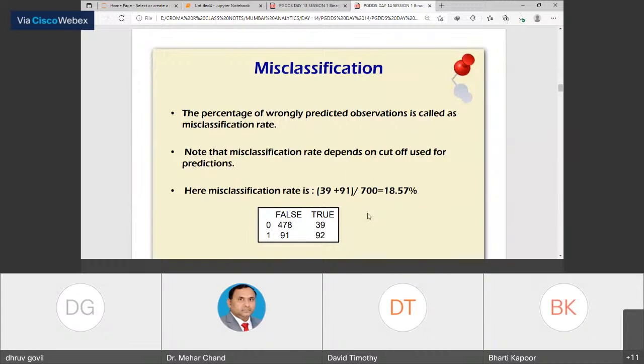Suppose misclassified means our patient is diabetic, but my report said it is non-diabetic. So it is known as the misclassification. So we divide by 700, which is the total number of observations. Out of the total number of observations, when we divided, we got 18.57 percent of error. If we subtract this from 100, we will get approximately 81% accuracy.